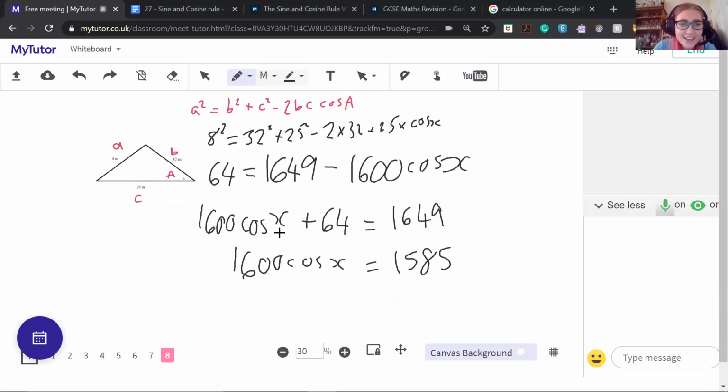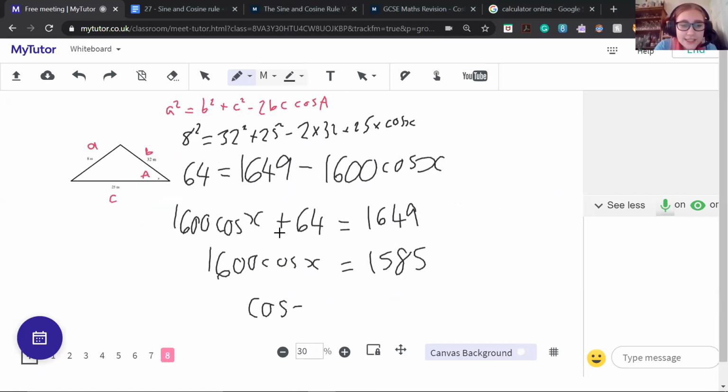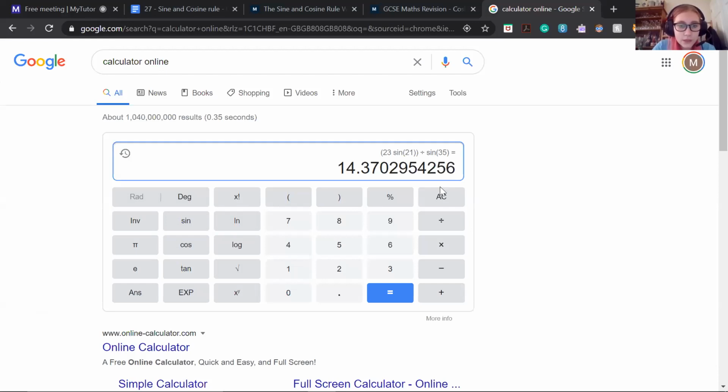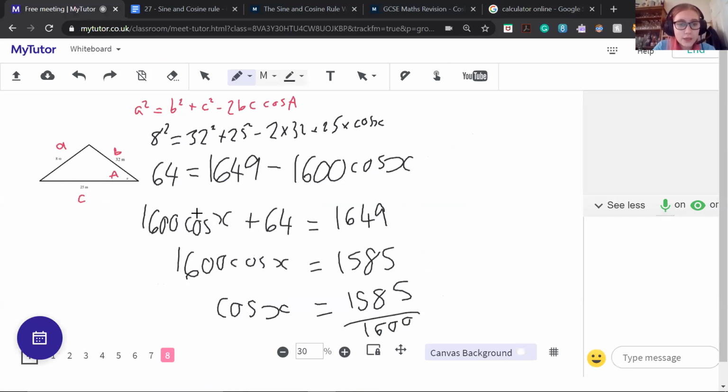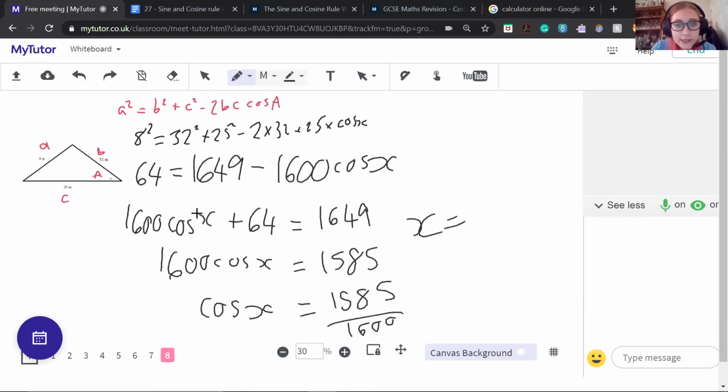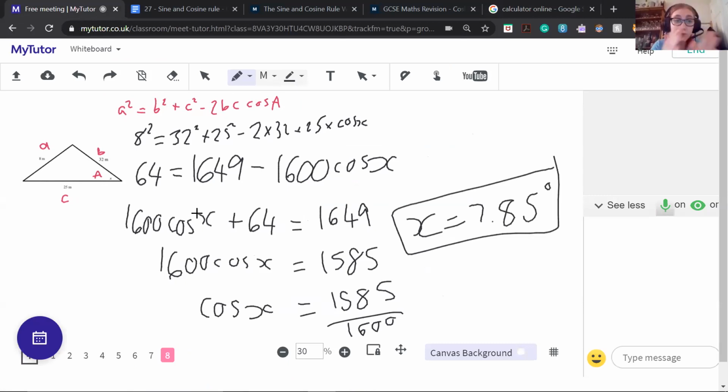1,585. And then, like I said, I don't bother to actually work out what this is in case it's got horrible recurring decimal or something. So I literally just write that over that, just divided both sides by the 1,600, and then work out the inverse cos of that. So inverse cos of 1,585 over 1,600. And that gives us 7.85. So here our angle X is 7.85 degrees. So a really small angle, which makes sense because these two sides are really long and that one's quite short. So that makes sense that it's quite a small degree there.